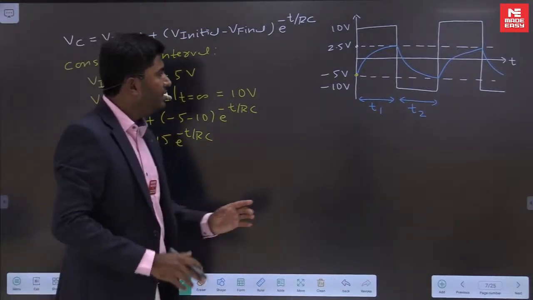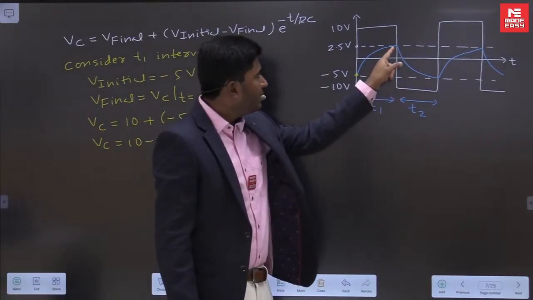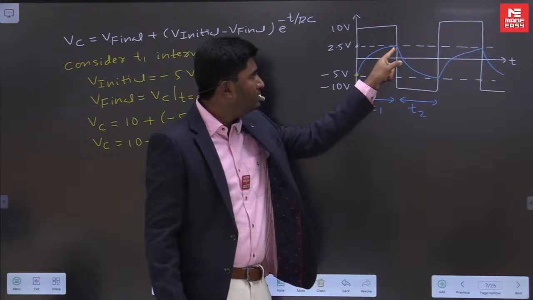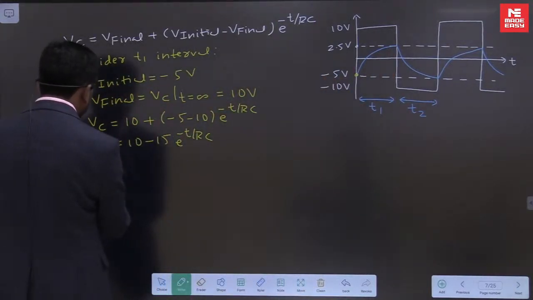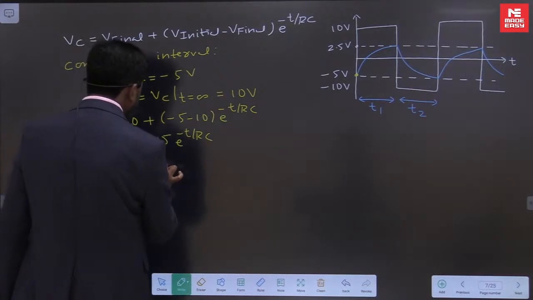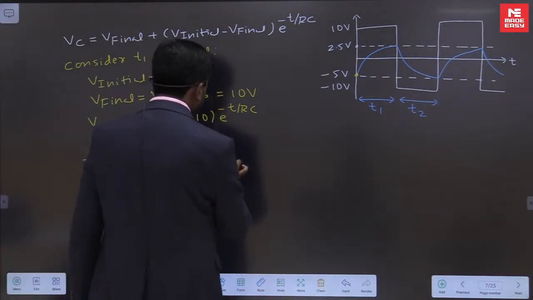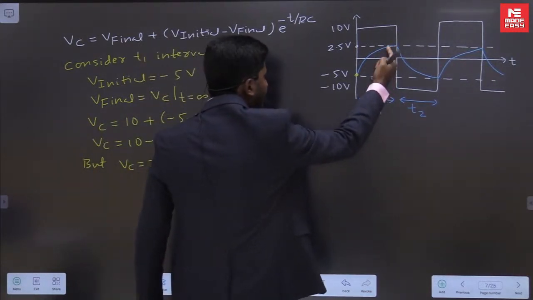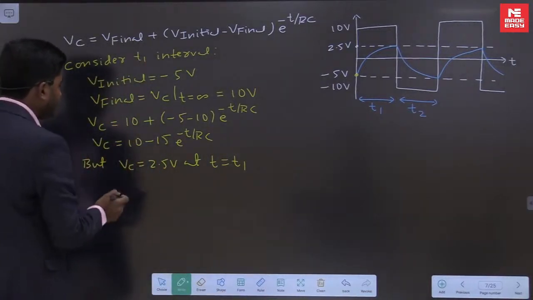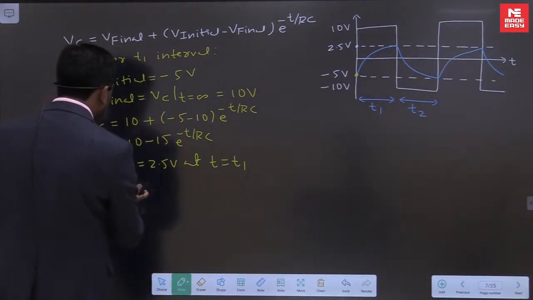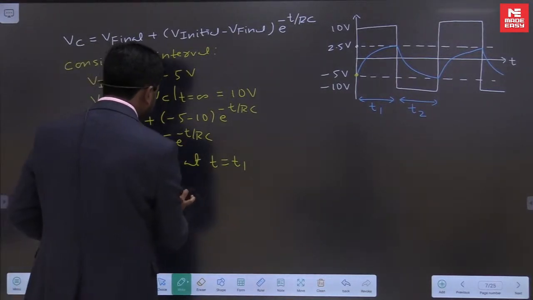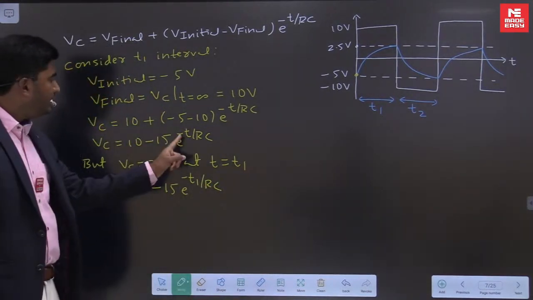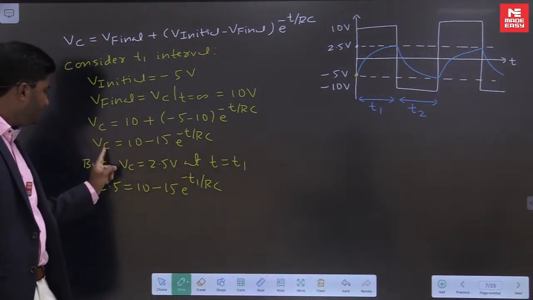Now we will apply this condition here. At t equal to t1, capacitor voltage becomes 2.5. Let me write this condition here. Vc equal to 2.5 volt at t equal to t1. At the end of t1 interval, capacitor voltage is 2.5. Substitute this condition here. You will be getting 2.5 is equal to 10 minus 15 into e to the power minus t1 by RC. Here we have written t1 in place of t and 2.5 in place of Vc.